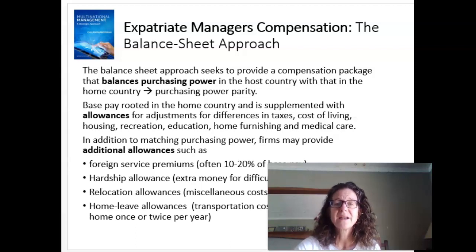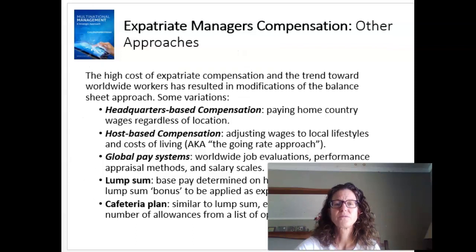This is especially likely in hardship locations where individuals are likely to experience hardship, and so the organization, in addition to a home leave allowance, might also give an allowance to go to a third destination, not host or home countries, to take a break from the hardship situation in the host country.